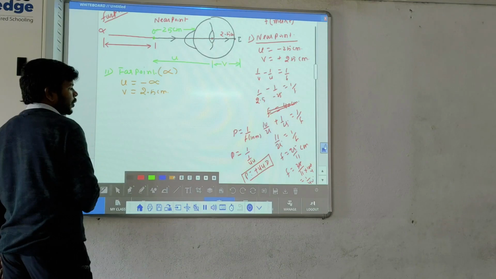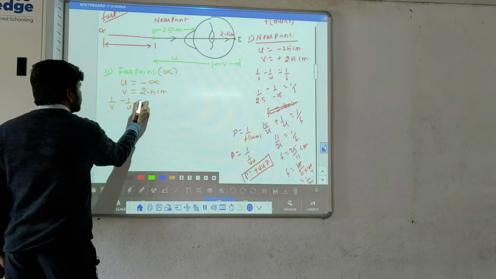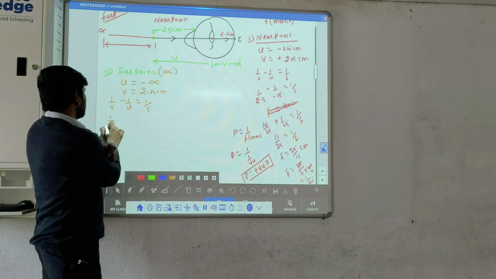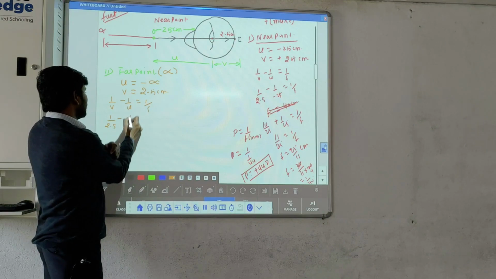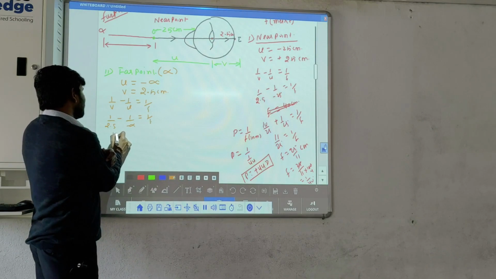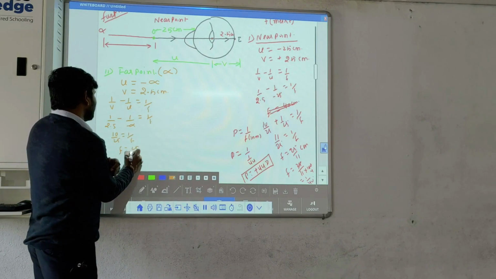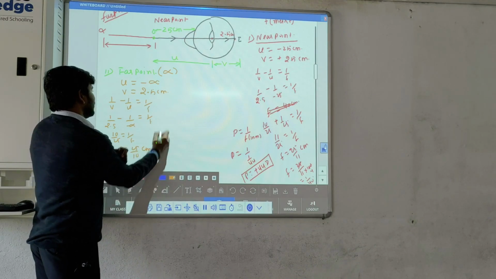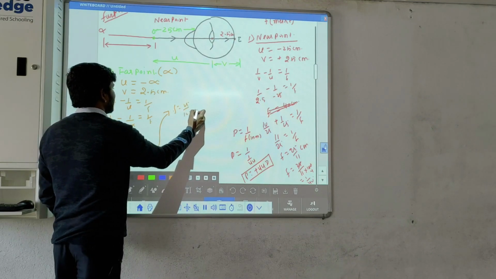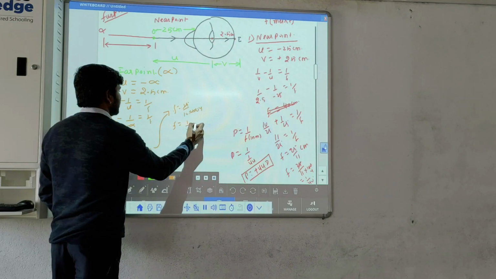Again we can calculate the focal length. In this case, by using the formula 1 by V minus 1 by U is equal to 1 by F. So 1 by V is equal to 1 by 2.5, minus 1 by U, where U is equal to infinity. When we divide any term by infinity, that is equal to 0. So it will be equal to 10 by 25 is equal to 1 by F. So F will be equal to 25 by 10 centimeter. When you convert into meter, F will be equal to 25 by 10 divided by 100. So F will be equal to 1 by 40 meter.